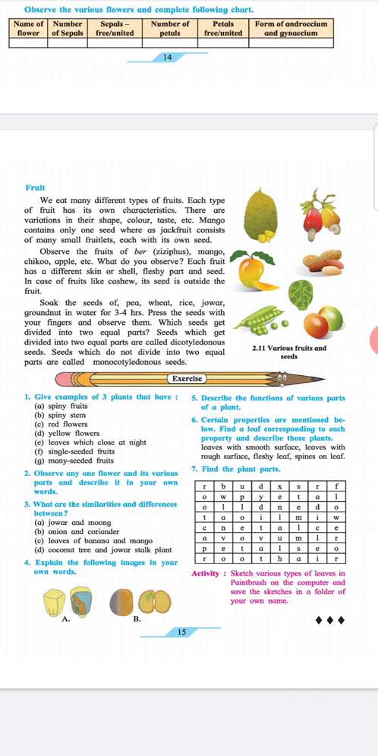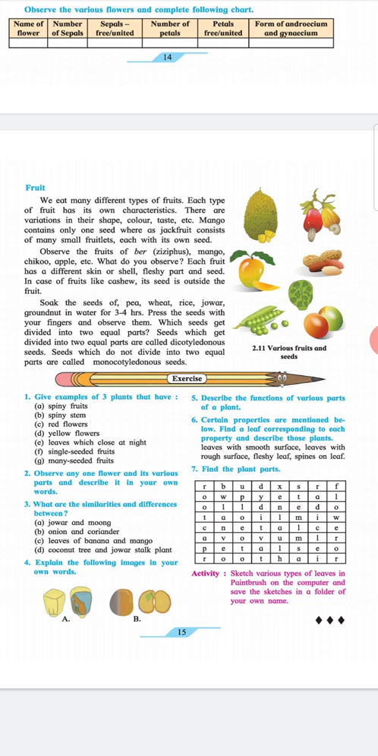Subheading: Fruit. We eat many different types of fruits. Each type of fruit has its own characteristics. There are variations in their shape, color, taste, etc. Mango contains only one seed, whereas jackfruit consists of many small fruitlets, each with its own seed. Observe the fruits of ber (ziziphus), mango, chiku, apple, etc. What do you observe? Each fruit has a different skin or shell, fleshy part, and seed. In case of fruits like cashew, its seed is outside the fruit.